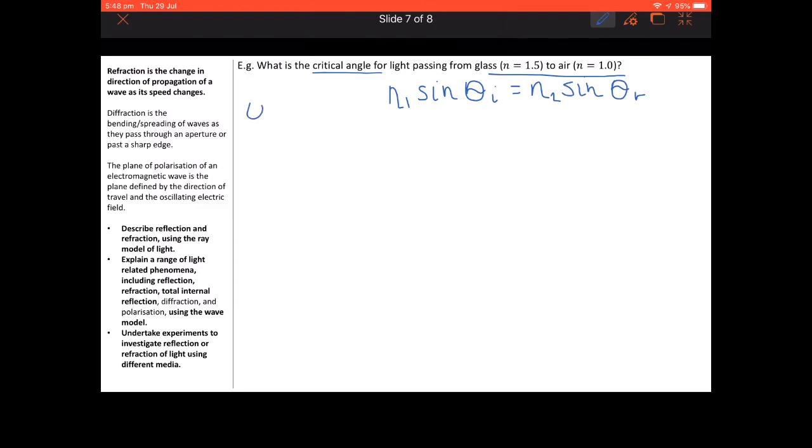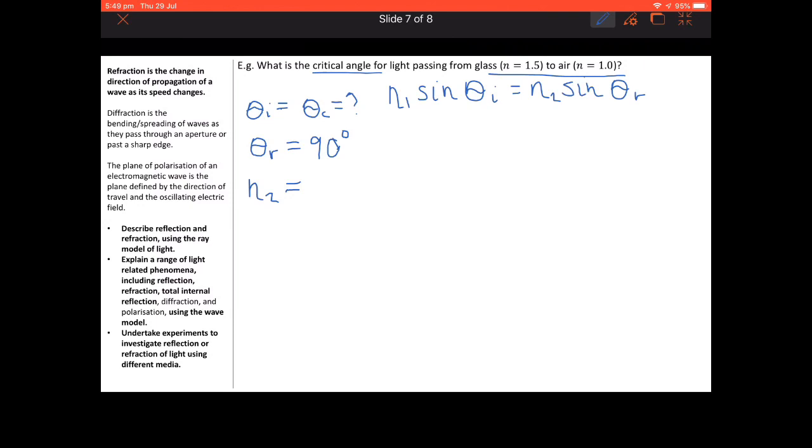So we know that the angle of incidence is going to be equal to the critical angle, and we're looking for this. If we're looking for the critical angle, then our angle of refraction must be 90 degrees. So that's like some hidden information in this question that you need to use your conceptual knowledge for. So if we're talking about the critical angle, then the angle of refraction is going to be 90 degrees.